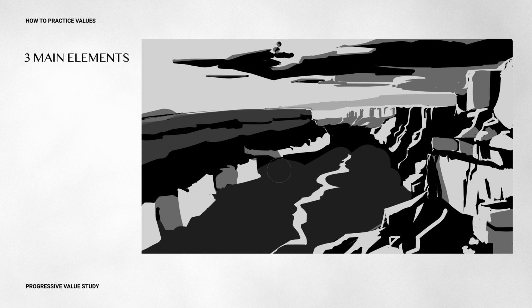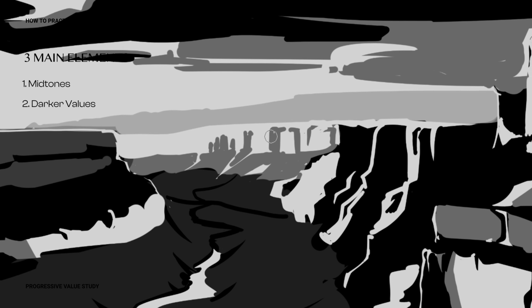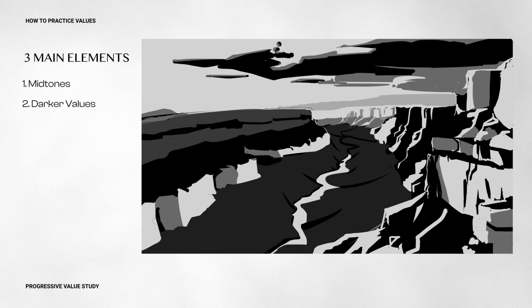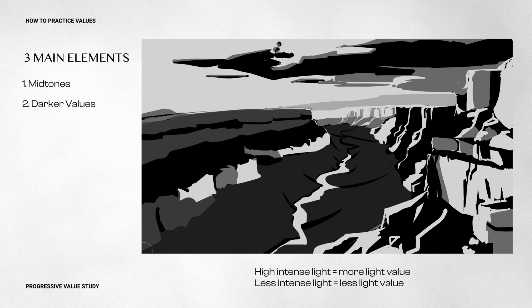Now I'm gonna add some midtones. And I'm gonna add some simple shapes to define the form of these areas. Since we are working with more values, we can lighten the value of these areas to better indicate greater distance. Since these areas are being hit by a bounce light, I will adjust its value to a darker value because bounce light is less intense compared to the main light source.